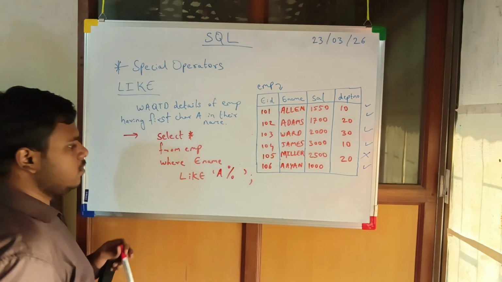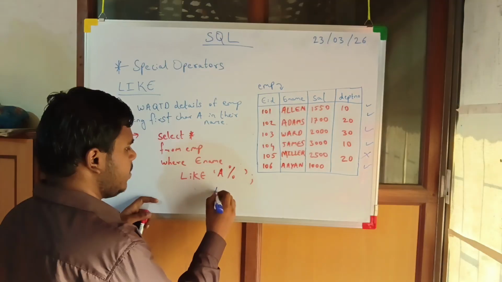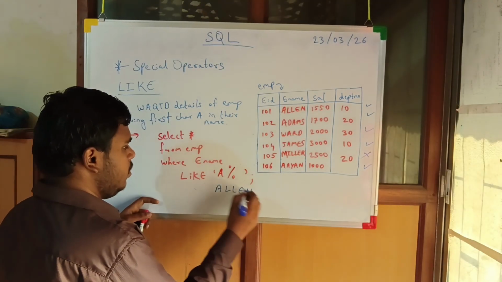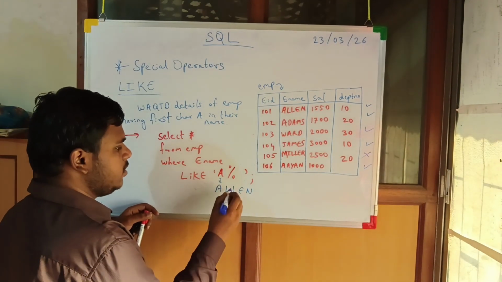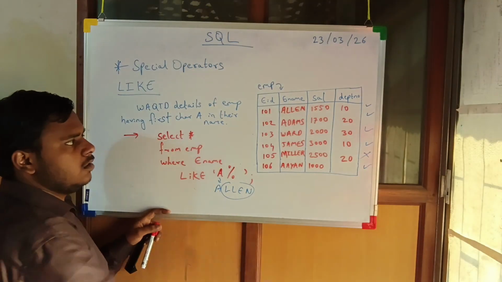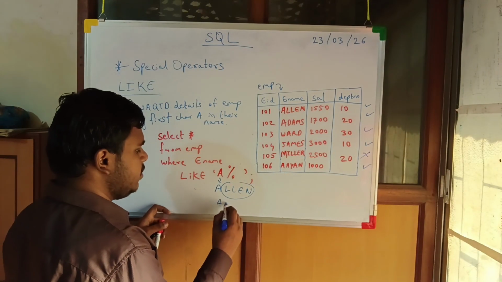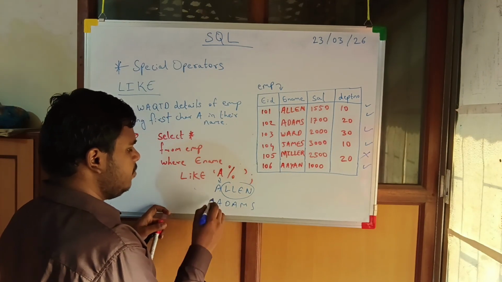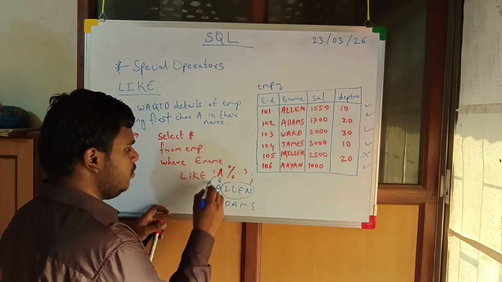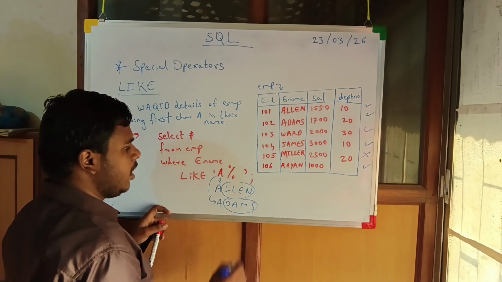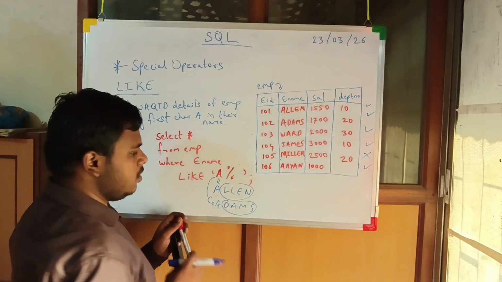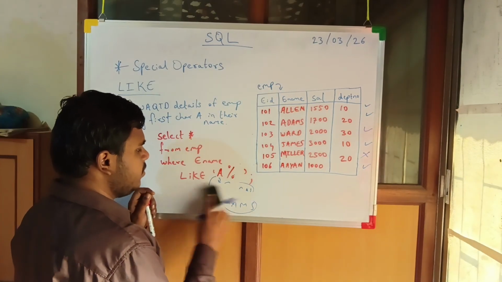Okay. So when we look at the first record, Alan, A will be taken by A and percentage will accept LLEN. So first character done. Similarly for Adams, the first A will be taken by A, and DAMS will be taken by the percentage. So Alan is successful. Adams is also successful.